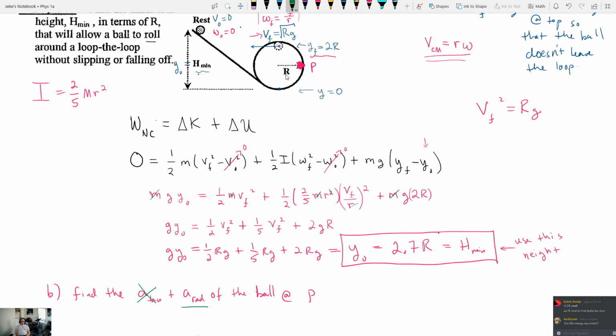Okay, so to find the radial acceleration, Andrew's saying use energy equations. What do we use the energy equations to find? What do we need to know? If I want to find the radial acceleration of the ball at this point right here, what do I need to know about the ball? I really only need to know one thing.